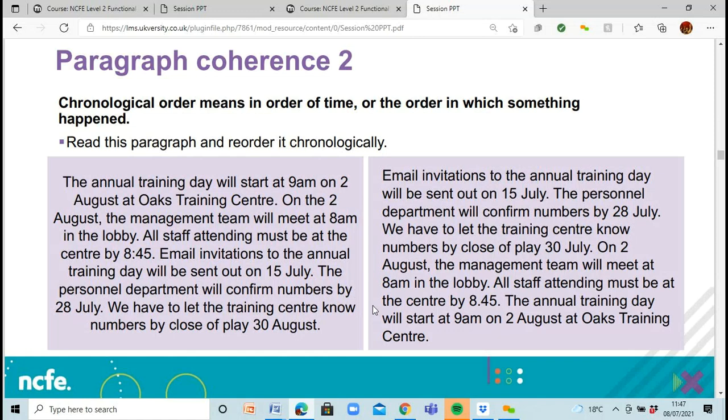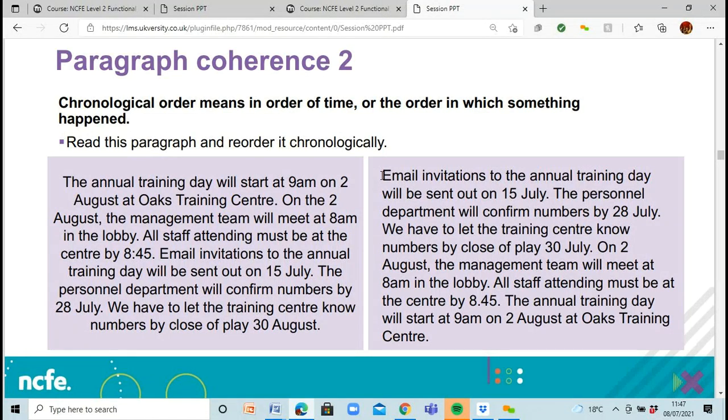If I got this, I'd be trying to get a piece of paper and jot things down because everything's out of order. You've got 9 a.m., then 8 a.m., then 8:45, then different dates: 15th of July, 28th of July, 30th of August. So it's confusing.